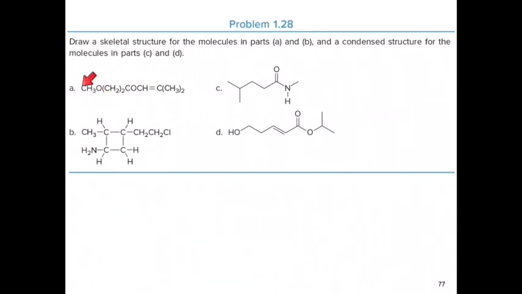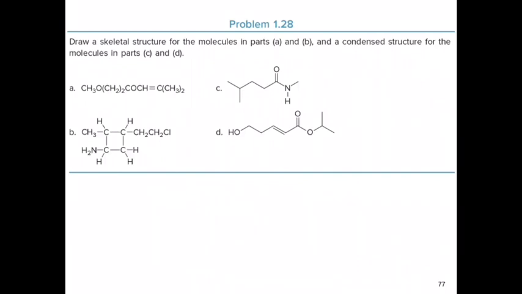So we have a CH3. That means that the carbon is bonded to this oxygen, and this oxygen is bonded to a carbon, and we have 2 repeating units of CH2s, and then the second carbon here is bonded to this carbon, and this carbon is bonded to this oxygen, and then this carbon is also bonded to this carbon that is double bonded to this carbon here, and we have 2 CH3s bonded to this carbon, 2 units of CH3s. All right, so let's take a look.